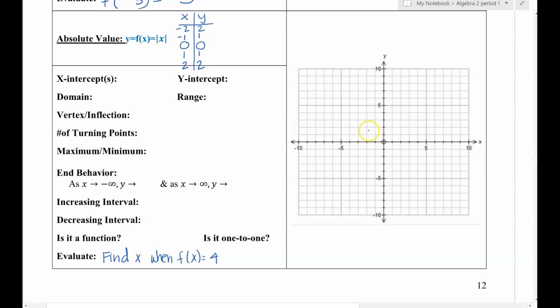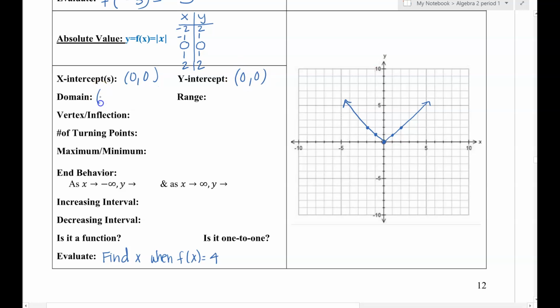When x is negative 2, y is 2. When x is negative 1, y is 1. 0 is at 0, and it's symmetric on the right side. Now make your lines completely straight. Okay. Now this is what's called a V graph, right? So an absolute value makes a V graph. The x and y intercept, they are exactly the same for this particular parent function.